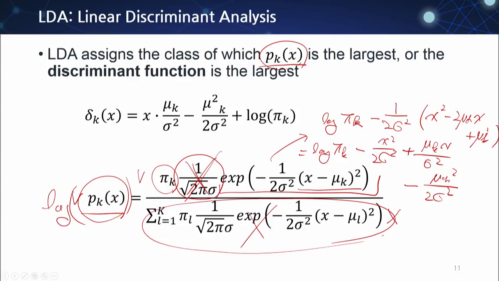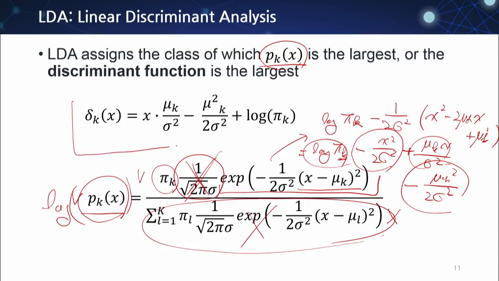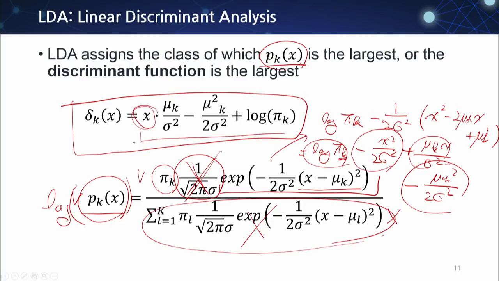Here the x squared term is also common for all classes. The class index is k, so keep that in mind. Only the log pi_k term, the mu_k x term, and the mu_k squared term are important. That's why the discriminant function is given in this way. If you look at this discriminant function of x, it is a linear function of x. That's why we call this method linear discriminant analysis.